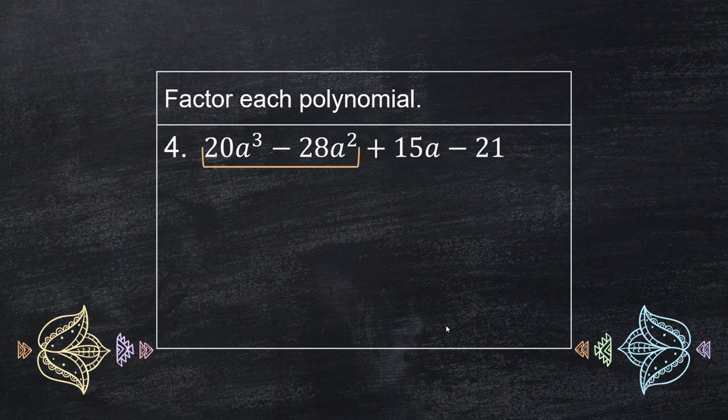Group together your first two terms, 20 and 28 are both divisible by 4. Look at your variables. The least amount of times a occurs is twice, so 4a squared is our greatest common factor. Dividing both of those terms by 4a squared would give us 5a minus 7.